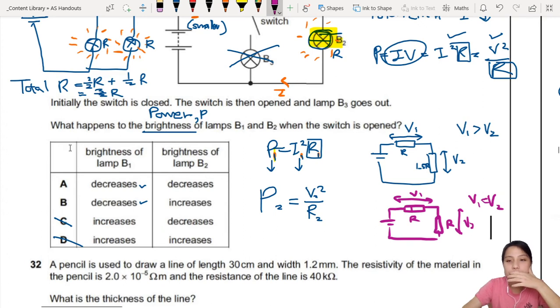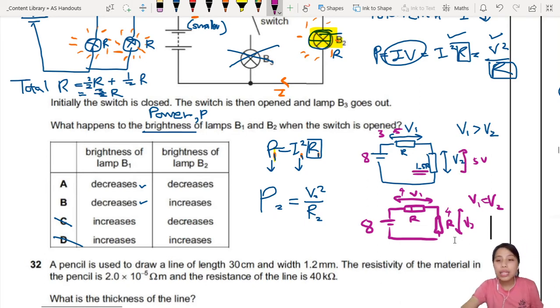Okay. So now, what happened to the brightness of lamp 2? You need to think of it. At first, it is smaller, it takes less share of voltage. Now, they take the same voltage. So if this one is 8 volts, then this one will take 4 and 4. Whereas this one, maybe it will take a bit more, maybe 5 and 3. Sorry, 4, 3 and 5. This one 3 volts, this one 5 volts, because more resistance, so it will take more PD drop.